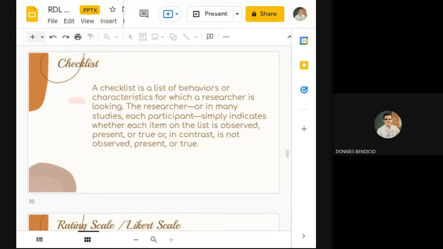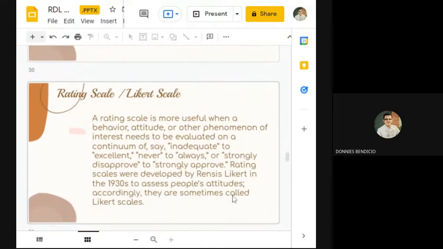Yan. Halimbawa, kung ikaw ay taga Pateros, checkan ang blanko na linya na ito. So this is a form wherein you have to indicate if this characteristic is present or not. True or false na ganyan.